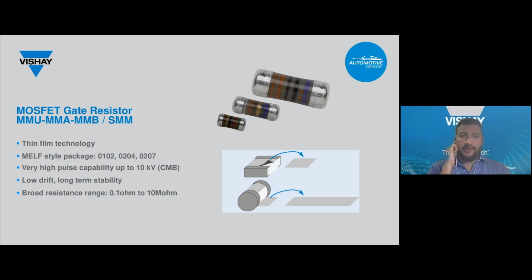So in this design, the thin film melf technology was selected, the MMU series from Vishay, available in 3 different packages. The 0102 package was selected for this particular design. Due to the amount of the extra surface area, as you can see here in the diagram, compared to the standard flat SMD, the pulse capability is highly improved. Also very stable technology, which means that the resistance value does not drift very much with time or temperature. There is a wide range of resistance values that you can find here.